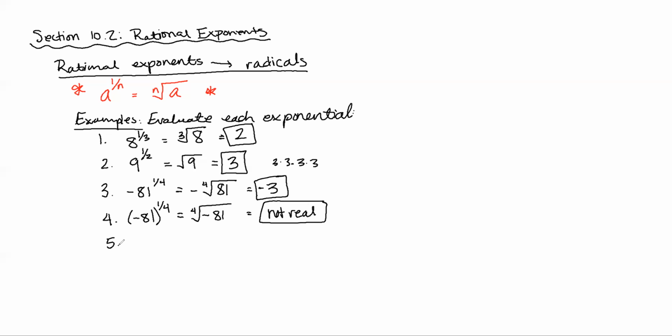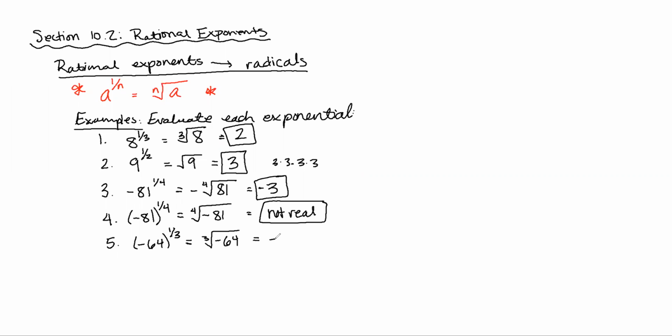Number 5, negative 64 in parentheses to the 1/3. So for this one, first thing you want to think is, is that negative on the inside or the outside? Well, we're taking the cube root of negative 64, and that negative is stuck with the 64. So we're taking the cube root of negative 64, negative on the inside. Now it's an odd root, so we can take the odd root of a negative.